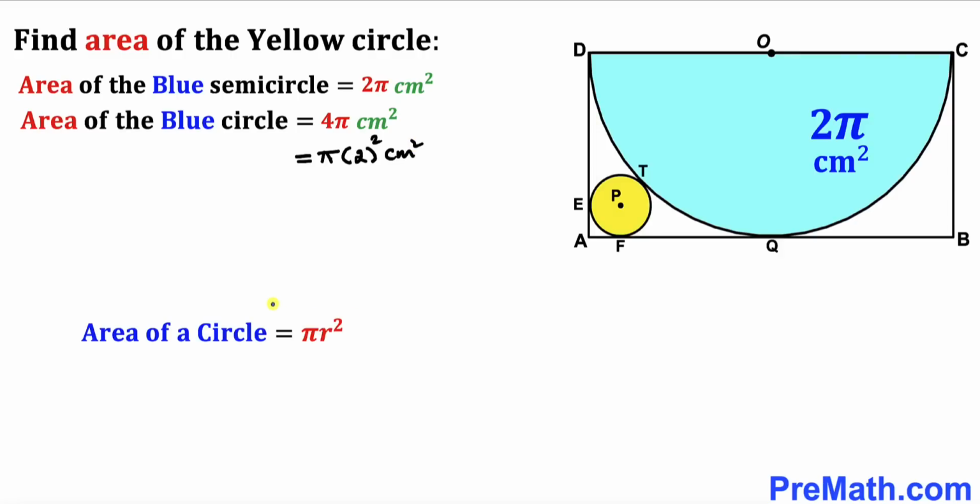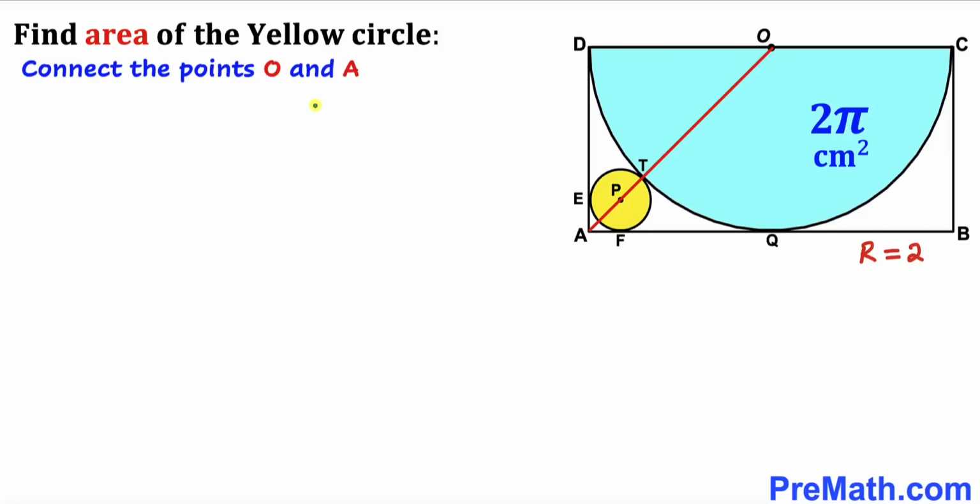And now let's recall the area of a circle formula. Area equals pi r square, where r is the radius. So if we compare this formula with this one, we can see that this 2 is going to be the radius of this blue semicircle. Now let's assume the radius of this blue semicircle is represented by this uppercase R. So therefore this uppercase R value turns out to be 2 centimeter.